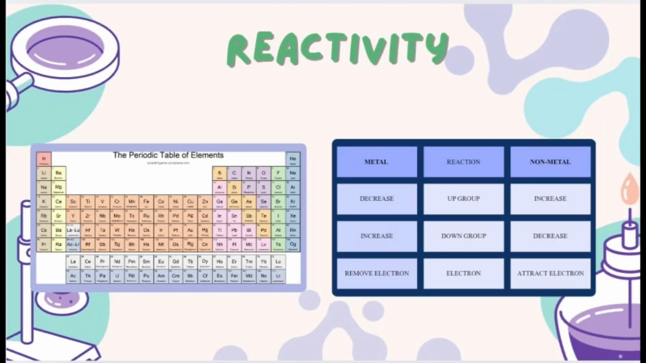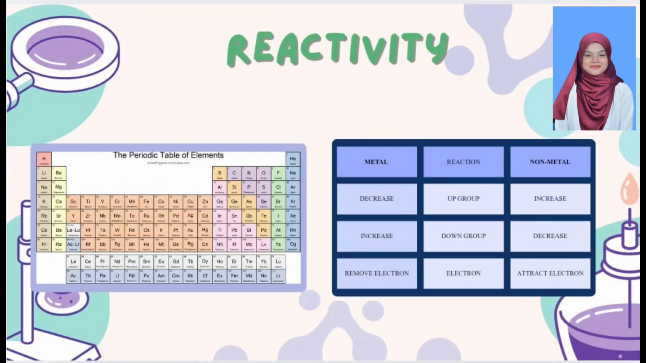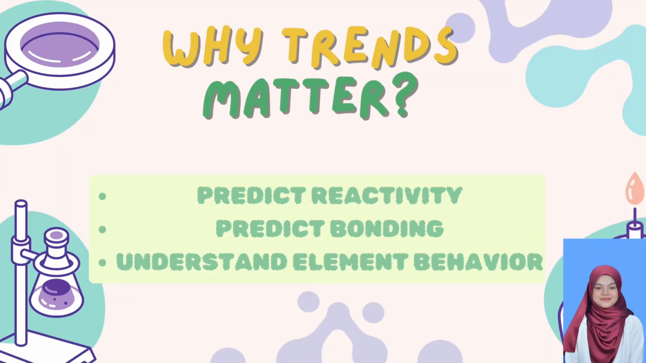Lastly, reactivity. Reactivity depends on whether the element is a metal or non-metal. For metals, being reactive means losing electrons. So when we go down the group, metals lose electrons more easily, so they become more reactive. For non-metals, reactivity means gaining electrons. So when we go up the group, non-metals become more reactive. Trends matter because we can predict reactivity, predict bonding, and understand element behavior.